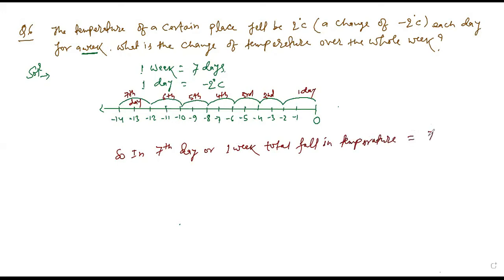is equal to 7 into each day the temperature fall by minus 2 degrees centigrade. This is also minus 2 degrees centigrade. So in 7 days the total value is 7 into minus 2 degrees centigrade, which is equal to minus 14 degrees centigrade. So this will be the answer.